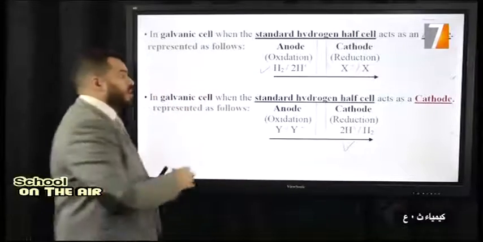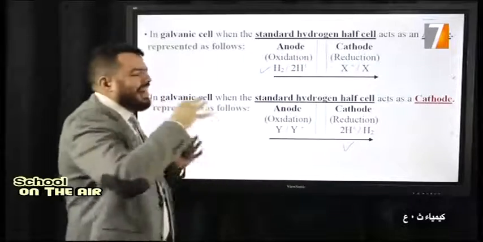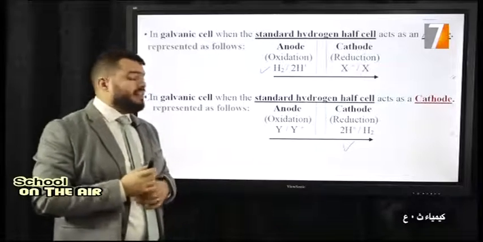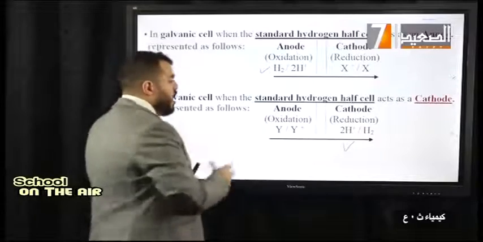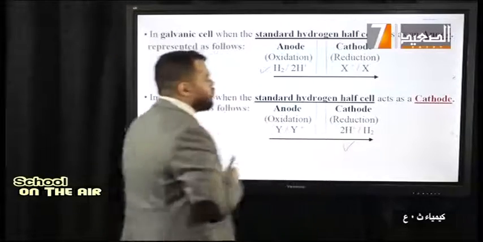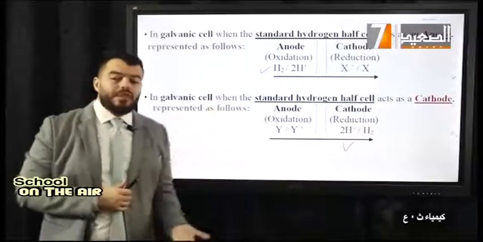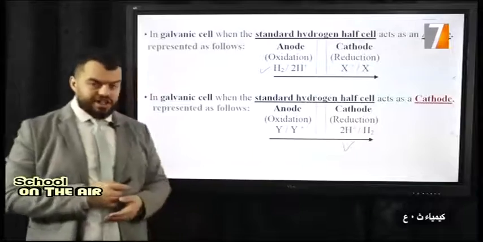Okay, the hydrogen will be anode when it is connected to an element which is below hydrogen in the electrochemical series and below hydrogen in the oxidation potential. And hydrogen will be cathode when it is connected to an element which is higher than hydrogen in the electrochemical series and higher than hydrogen in the oxidation potential.